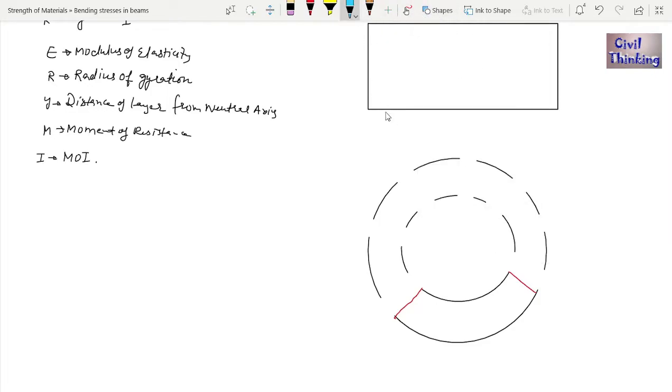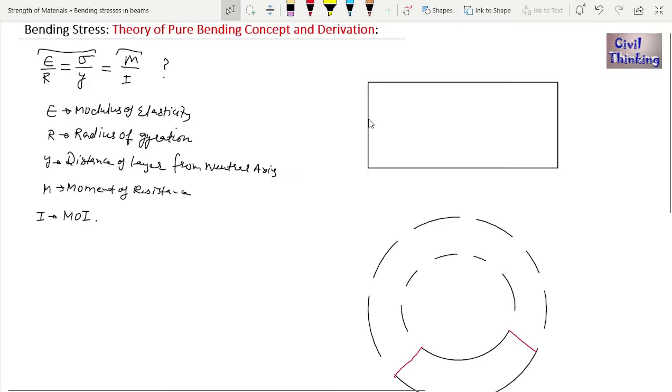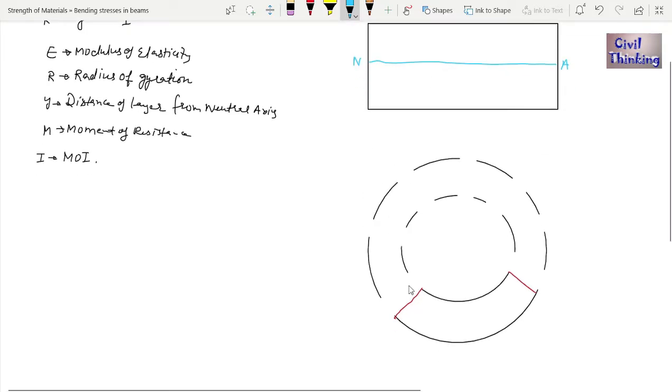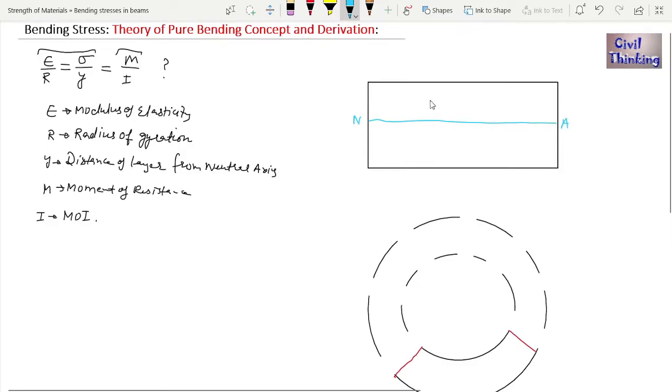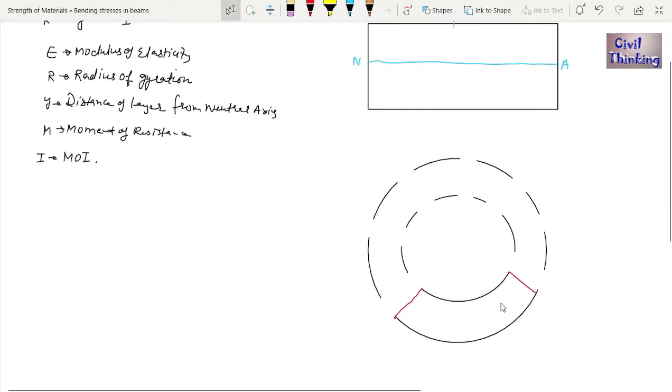Now let us say this is the neutral axis. This is the center. Again, if you don't know about the neutral axis, please watch my video lecture on neutral axis. If this is the neutral axis, here it is not bent. When you apply a load on it, it will bend something like this. So I'm also drawing the neutral axis here. The neutral axis will bend too, right?